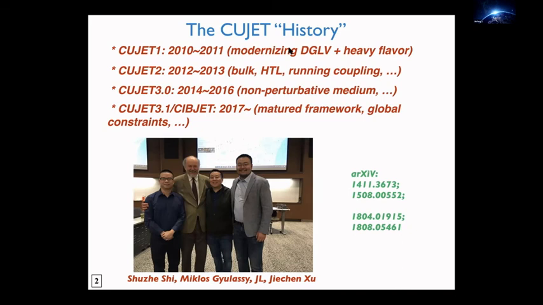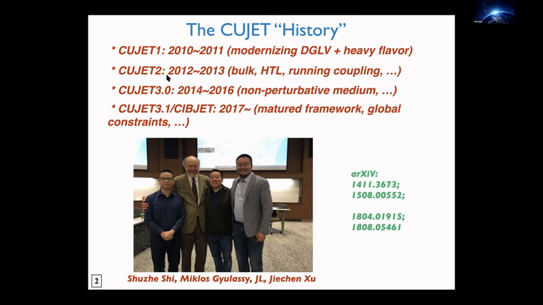Thanks for your interest in knowing something about the CIPJET work. Just a very quick history. The name really means Columbia University Jet. That's how Miklos initially named it, but we had no intention to change it because it has been around for more than a decade. It started around 2010 or 11, when Miklos and students tried to modernize the DGLV energy loss and also address the heavy flavor problem that was in the old DGLV. And that was quite successful.